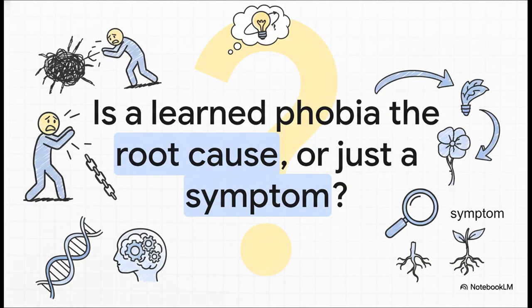And so I'll leave you with this final thought to chew on. Is the learned behavior we see in a phobia the actual root of the problem? Or is it maybe just the visible symptom of something much deeper, like a cognitive bias or even a biological vulnerability? Now, that's the kind of critical thinking that's going to push your analysis to the next level.